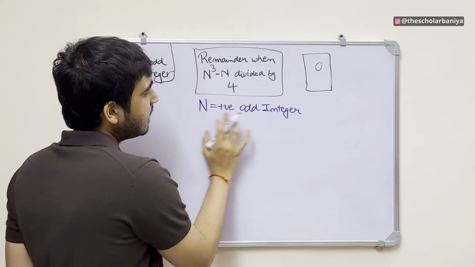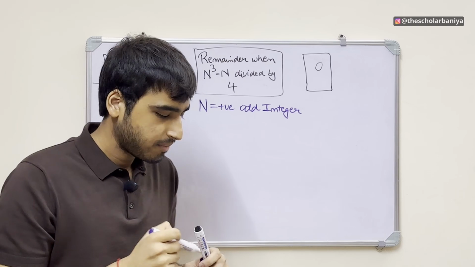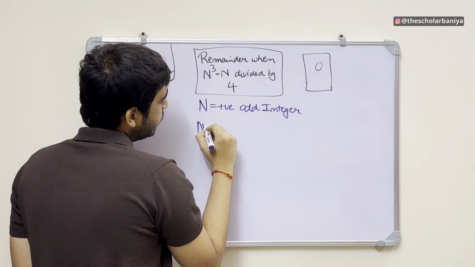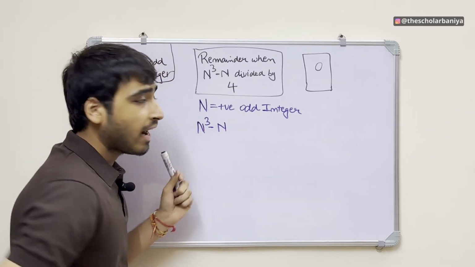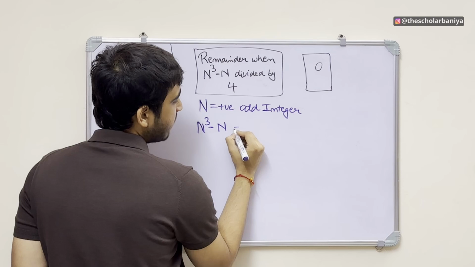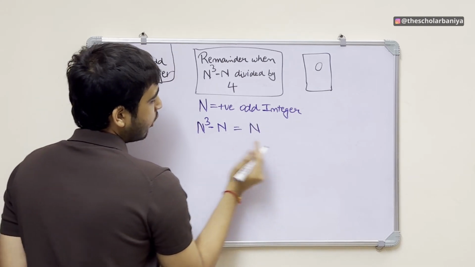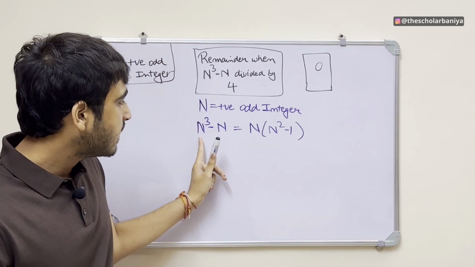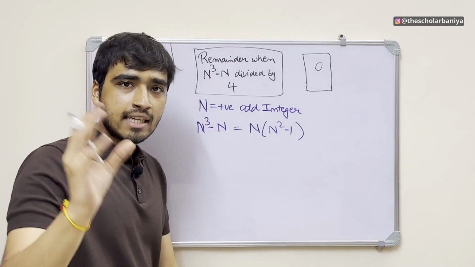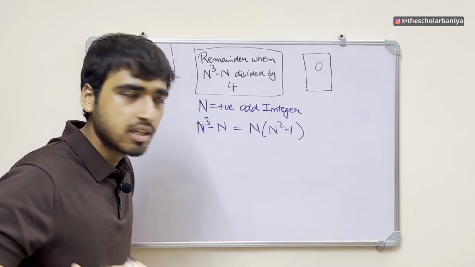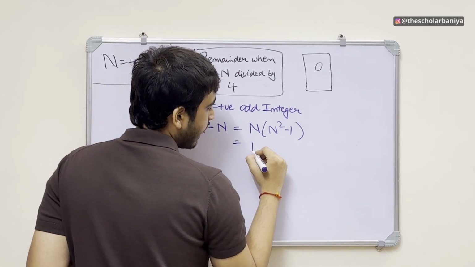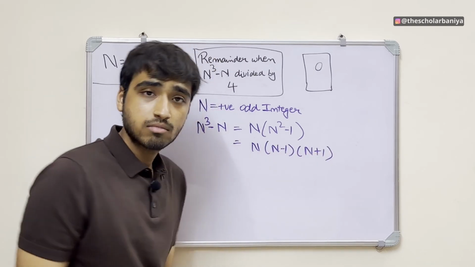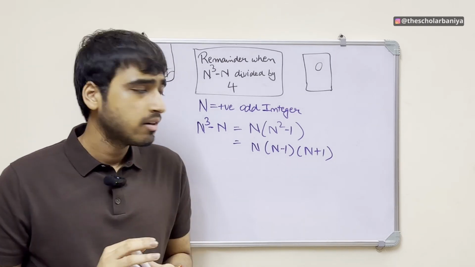So we know that n is a positive odd integer, right? So we have to find n cube minus n. We can factorize it, we can take some things common. We can take n common, and what will we get? n square minus 1, right? And what is n square minus 1? a square minus b square is a minus b, a plus b, right? So we can write this as n minus 1, n plus 1, right? I hope this is clear.